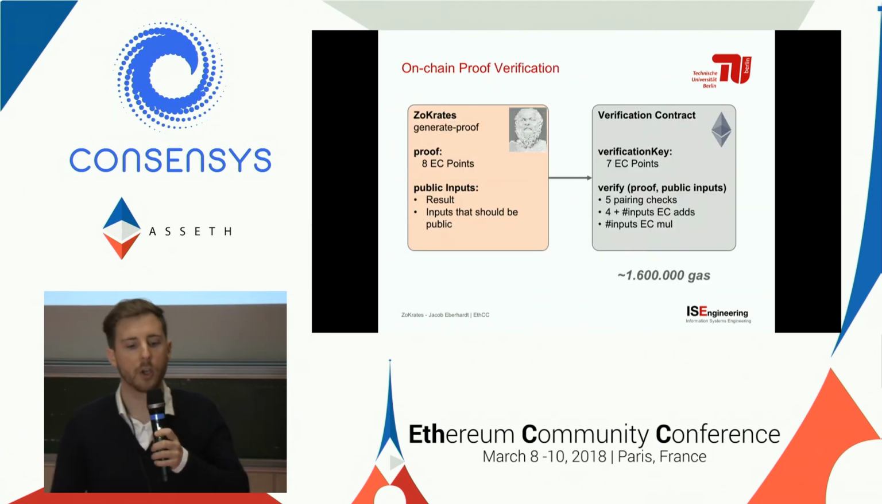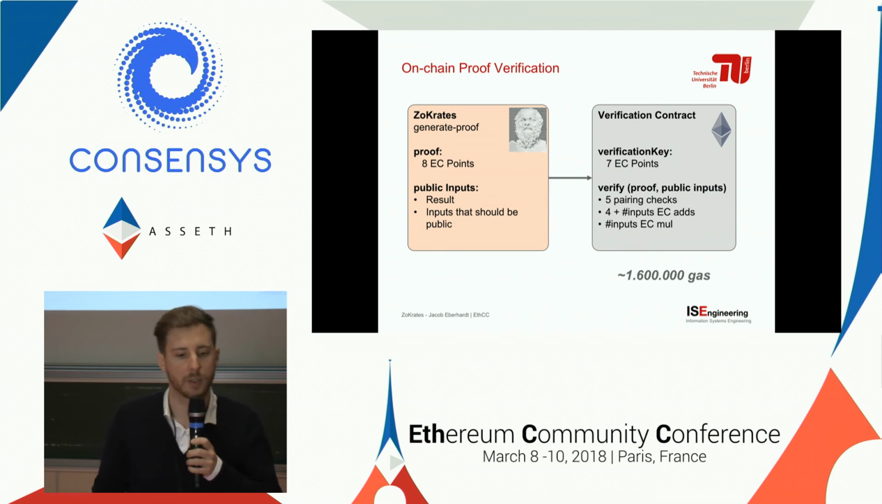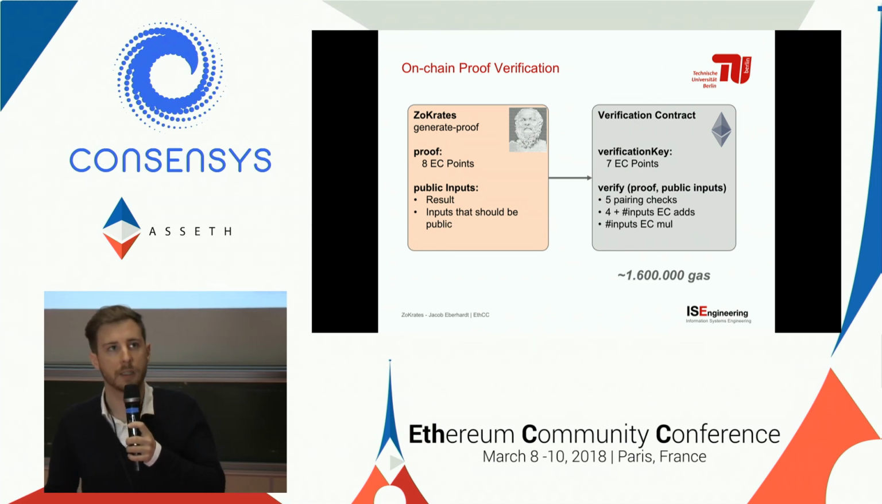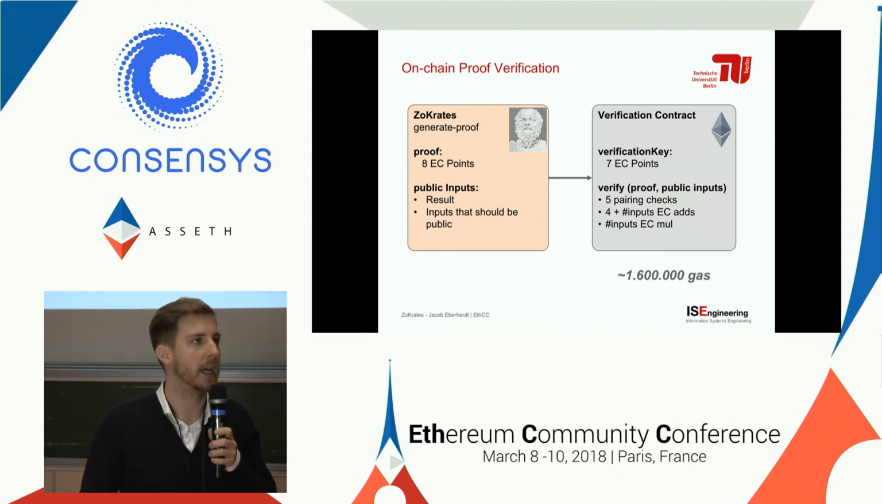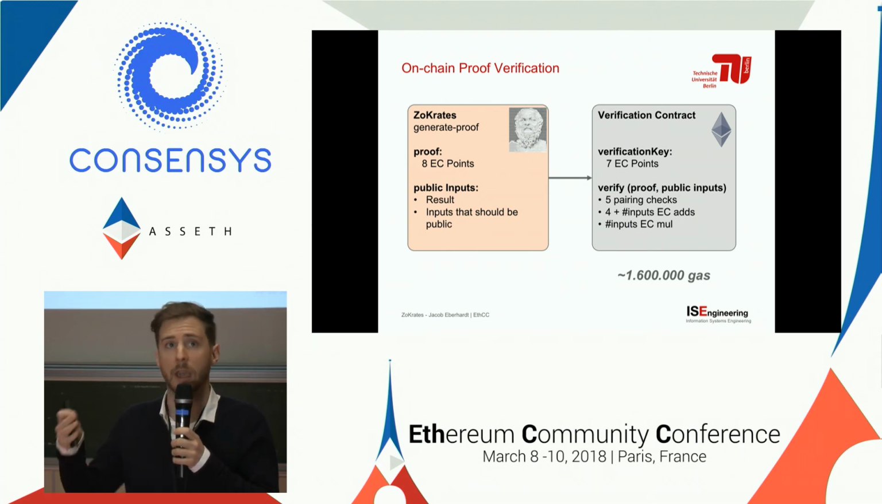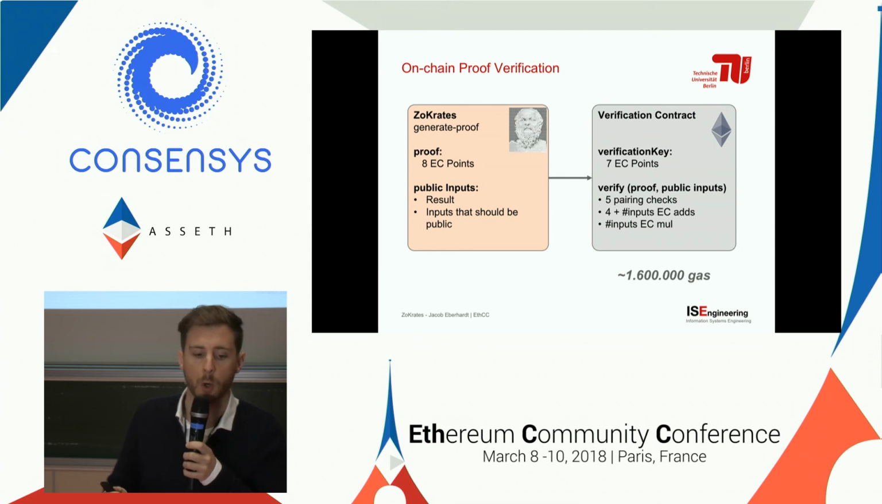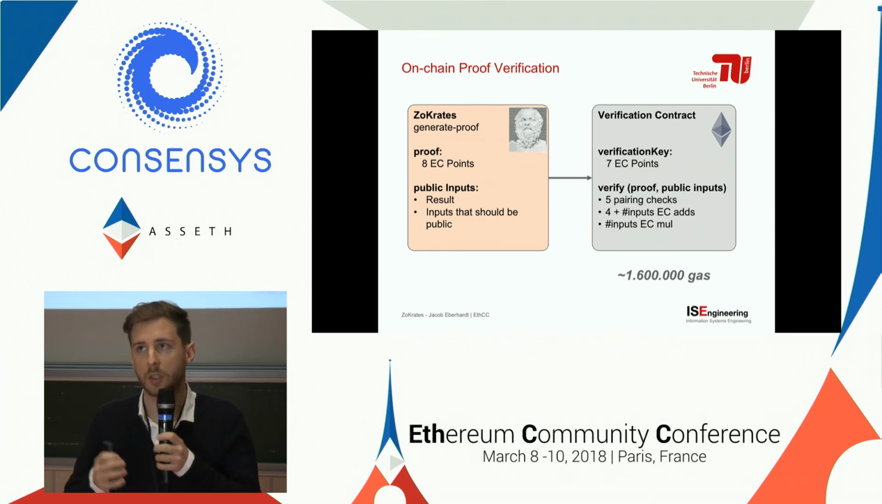Okay, the on-chain proof verification process. So the proof itself, it's rather small. That's the succinctness property of zk-SNARKs. It consists of, currently, with the proof system we're using at the moment, 8 elliptic curve points. So that's not a lot.